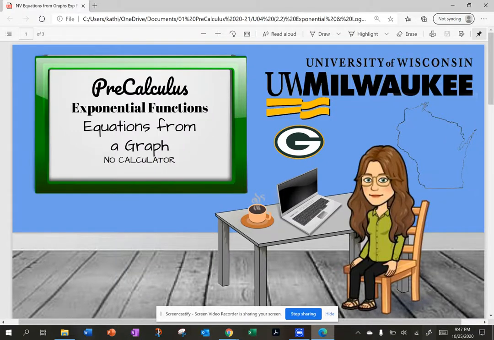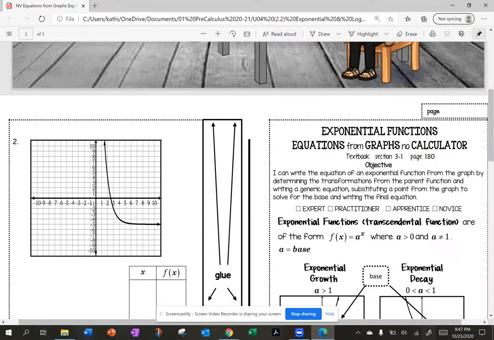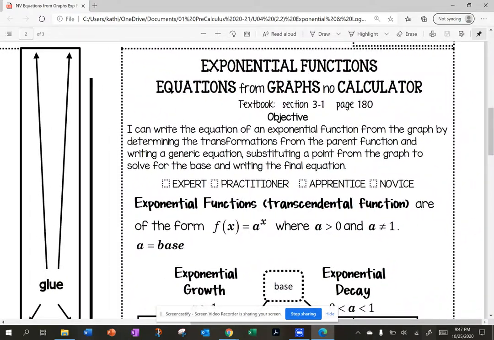Today's lesson is exponential functions, and we are going to write equations from a graph without a calculator. Okay, what's our learning objective for today?